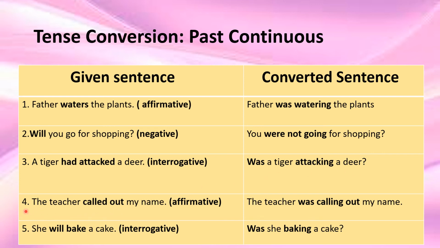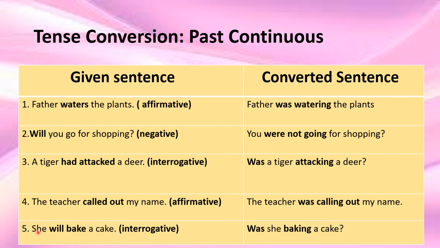See the fourth sentence. The teacher called out my name. Called out suggests that this sentence is written in past indefinite tense, and we have to convert it into the affirmative form of past continuous tense. This is your converted sentence. The teacher was calling out my name. Was calling out has been added to make it the affirmative sentence of past continuous tense.